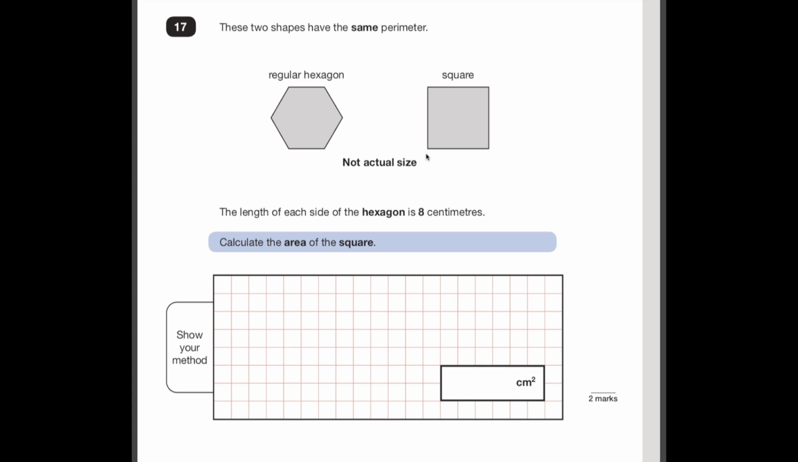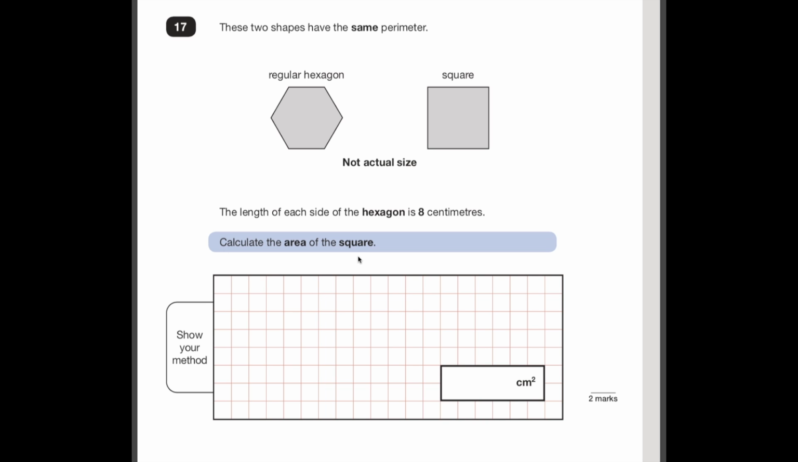Okay, number 17. These two shapes have the same perimeter. We have a hexagon here on the left, and we have a square. The length of each side of the hexagon is 8 centimeters. Calculate the area of the square. Now, this is a multi-step question. We need to really work down to what the question is asking us to find. It wants us to find the area, but at the moment we haven't got a clue what the area of either of these two things are.